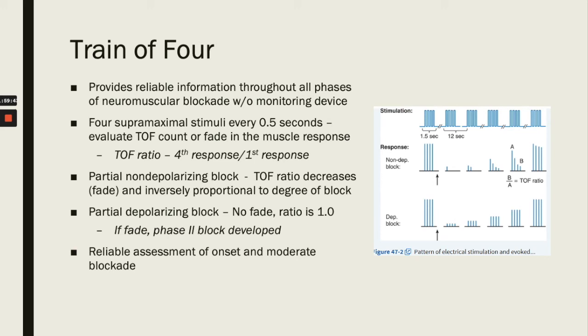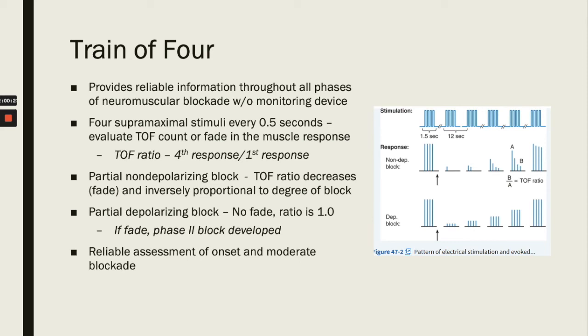If you do see fade, that's a phase 2 block that has developed, and we'll talk about that in a couple more slides. Train of 4 is a very reliable assessment of onset and moderate blockade. If someone has a deep or intense level of neuromuscular blockade, train of 4 would not be the best one to assess that. We cover these definitions in a few slides, so you can see the difference between an intense or deep level or moderate blockade.